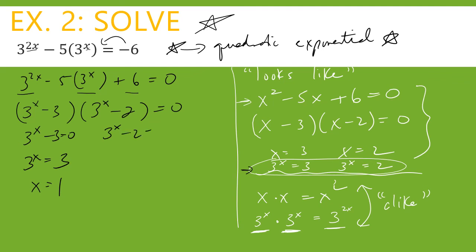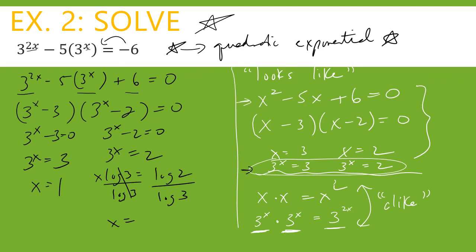3 to the x minus 2 over here has got to equal 0. That means 3 to the x has got to equal 2. Take the log of both sides and power law. I'm going to cut to the chase here. So this would be x log 3 equals log 2. Divide both sides by log 3. X equals log 2 divided by log 3.